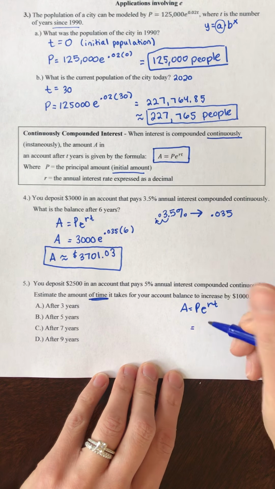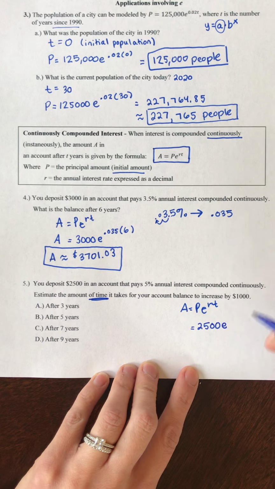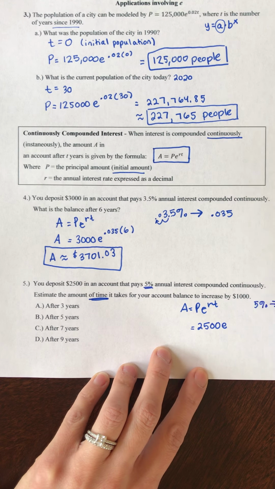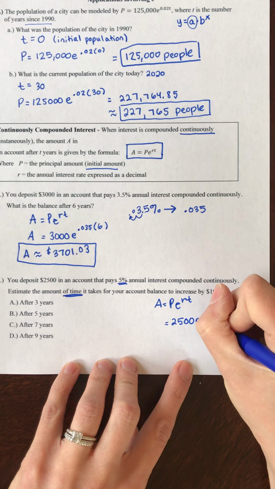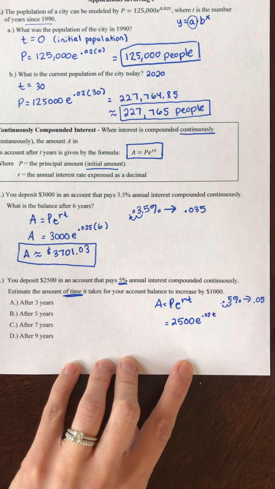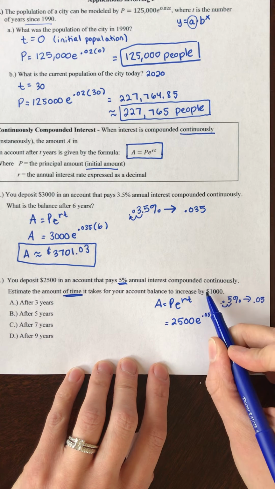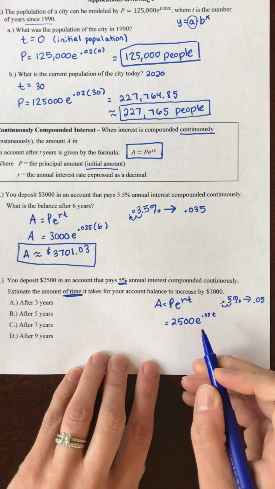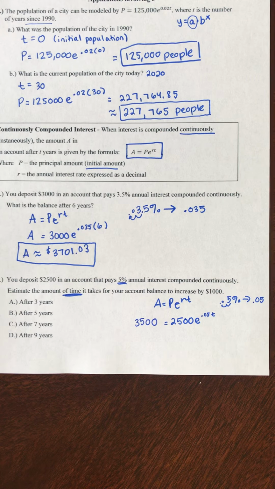So if I fill in what I have, my principal, what I started with, was $2,500. E to the rate, this was 5%, so 5% as a decimal. If I take my decimal and move it over 2 places, that's 0.05. So e to the 0.05. Now I'm looking for t. I want to know what time period makes my bank account increase by $1,000. That just means if I started with $2,500, when am I going to end up with $3,500? That's what this was asking.